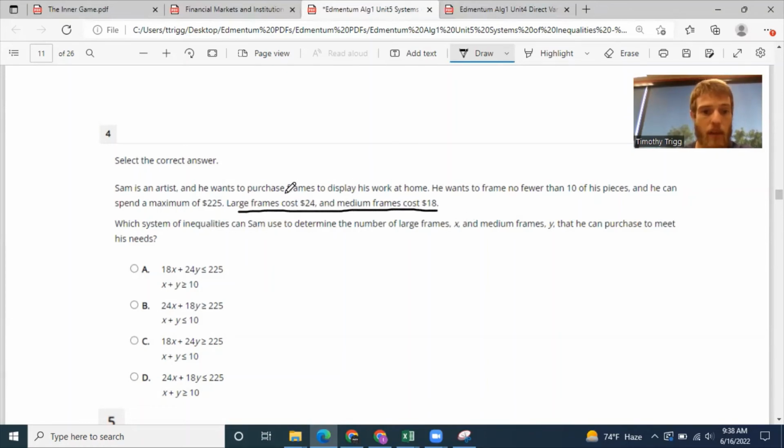We're going to have X be the number of large frames. So large frames, that's X. And the medium frames are Y. See if you can write an inequality here for this.